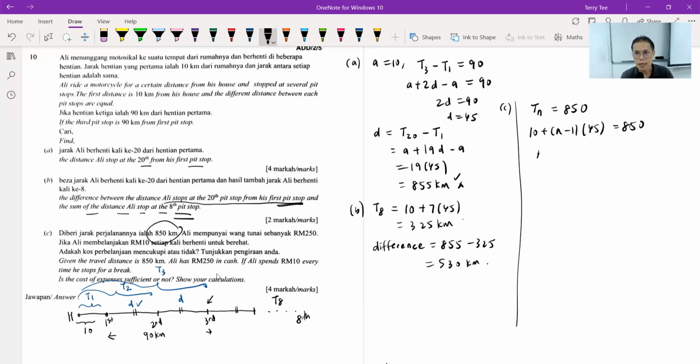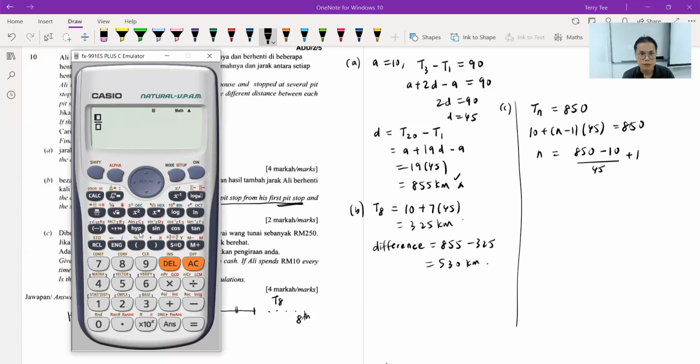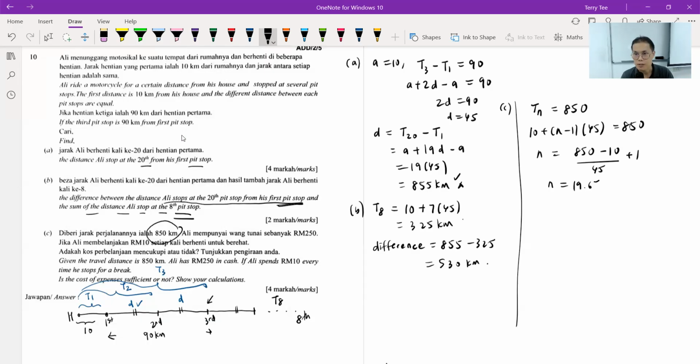So we take N equals 850 minus 10, divide by 45, plus 1. Yeah, simple linear equation. So we take 850 minus 10, divide by 45, then you add 1. After doing so, you got N equals 19.67. So obviously your N cannot be 19.67, right? N is an integer, so your N should be 19.